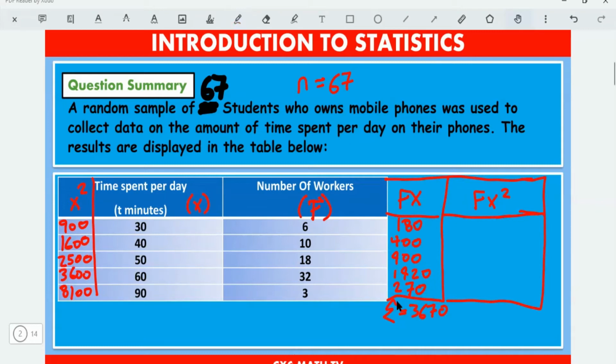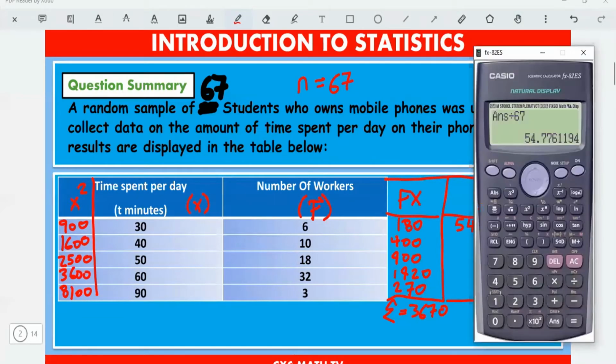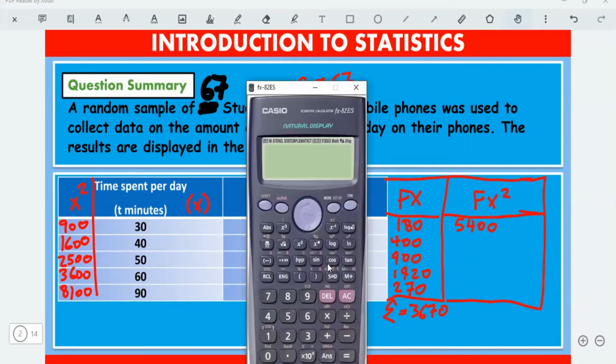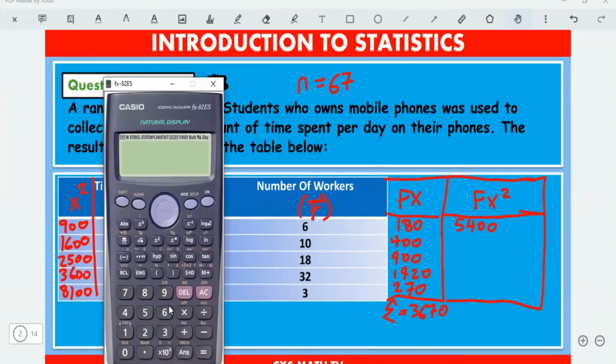So we need to multiply f times x squared. So 6 times 900, we know that is 5,400, I believe. But just to verify, we're going to bring up our calculator. It's always good to verify. All right, so I bring up the calculator here just to verify it. Okay, so 6 times 900. Yes, we're right.